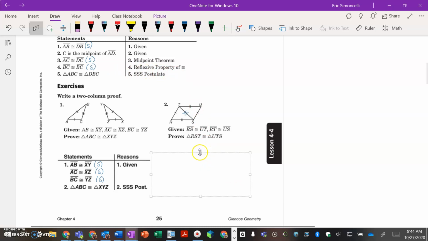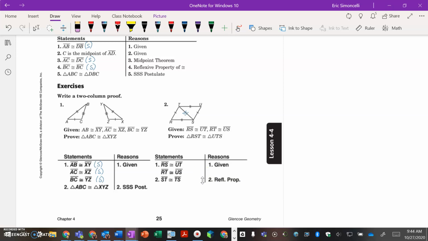So let's see how this unfolds. Yet again, highlight your 2 columns, statements and reasons, as your column headings. Your givens, there's 1, there's 2, so you've got side, side, and then you can denote, of course, the reflexive property, noting that ST is congruent to TS. If you flip the letters, that's acceptable. I would be okay with that. But ST congruent to TS, again, because of the reflexive property.